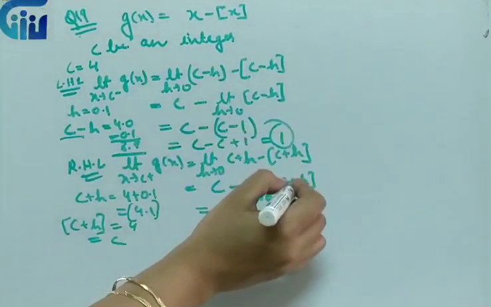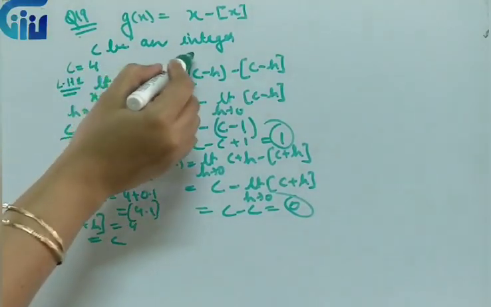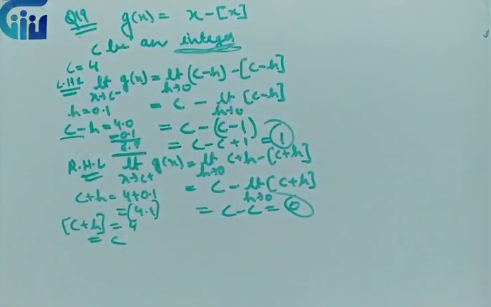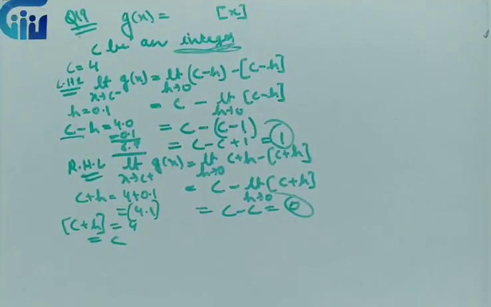So what do we observe? The left hand limit is not equal to the right hand limit, right? Only this difference between integer and non-integral is making this particular difference in the question, right? So this function is discontinuous at all integral points. The same steps you have to do if the question is simply the greatest integer function, right?